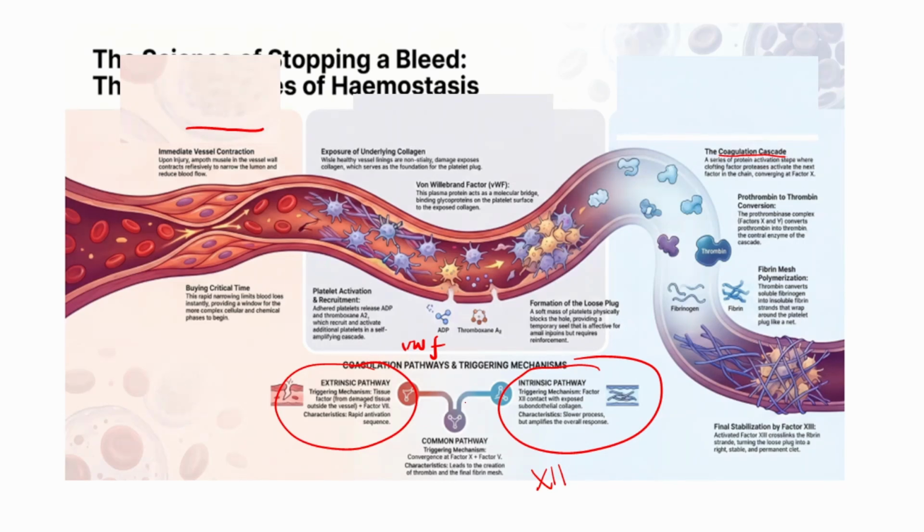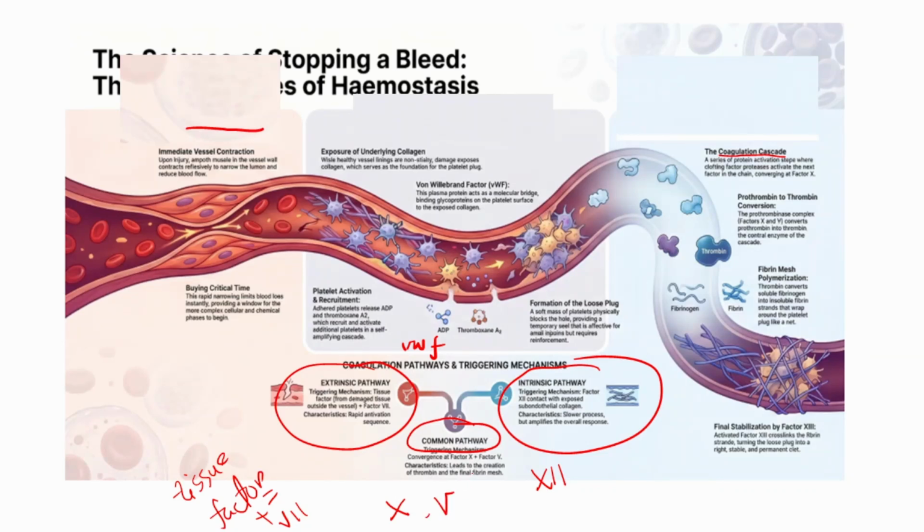When tissue outside the vessel is physically damaged, it exposes a membrane glycoprotein called tissue factor, which binds directly with circulating factor 7 to kickstart a rapid activation sequence. Both intrinsic and extrinsic pathways converge directly on a singular point of intersection, which is the common pathway. This convergence point initiates at factor 10, which forms a complex alongside factor 5 to create the prothrombinase complex.